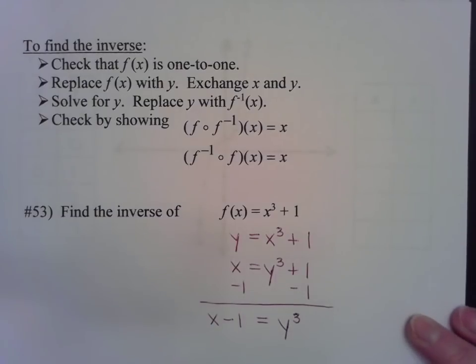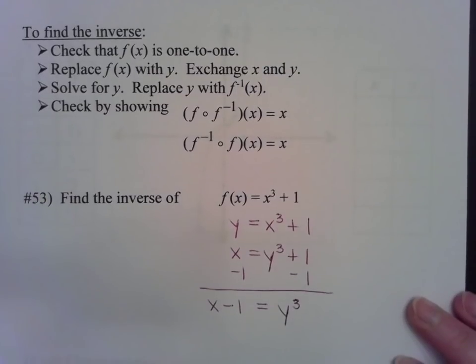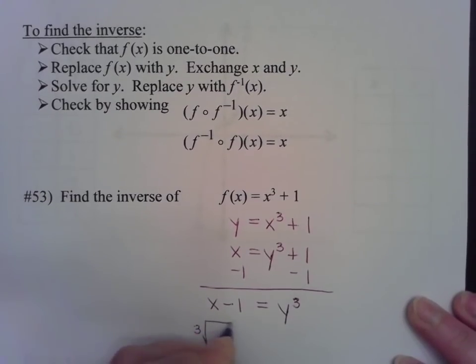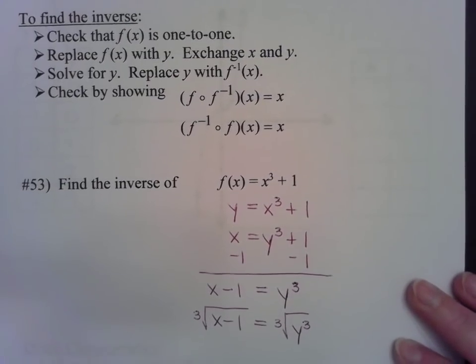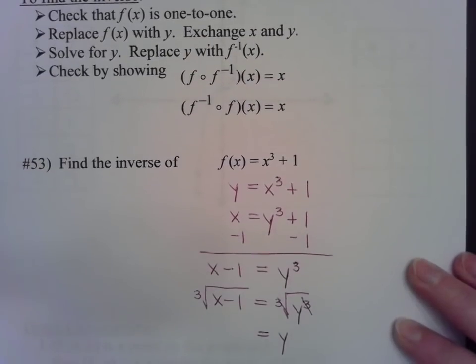And then to remove the exponent, we're going to take the cube root of both sides. Now the cube root is an odd root, so we don't need the plus or minus here. And that's a good thing, because if we did have a plus or minus, it wouldn't really be a function. Okay, so we've solved for y, and now, because we're finished, this is our inverse function.